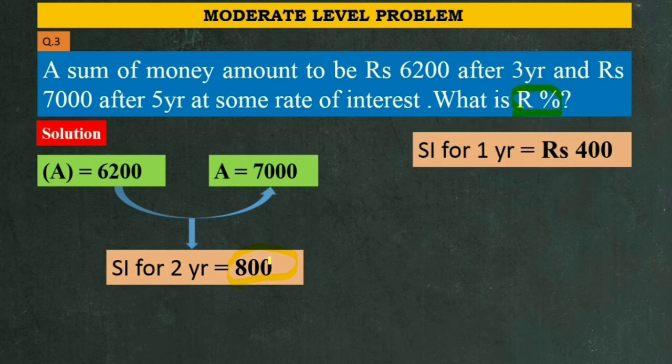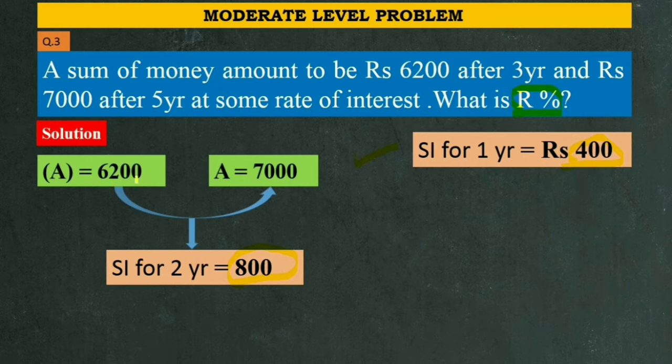So after that, simple interest for 1 year: if for 2 years it amounts to rupees 800, for 1 year it amounts to rupees 400, okay. Because simple interest remains the same for a fixed tenure. Compound interest changes with the year, but simple interest does not change with the year. So we have calculated the simple interest for 1 year, that is 400.